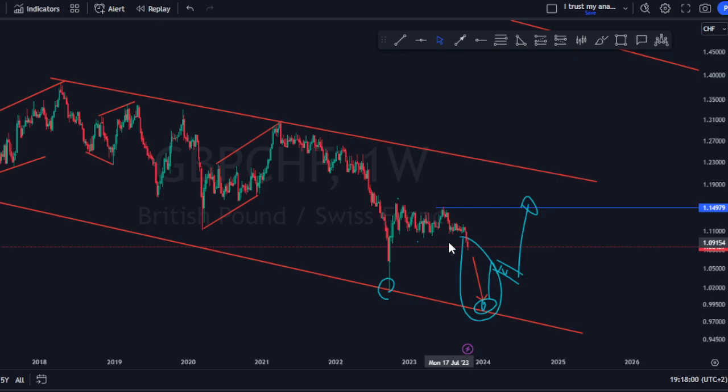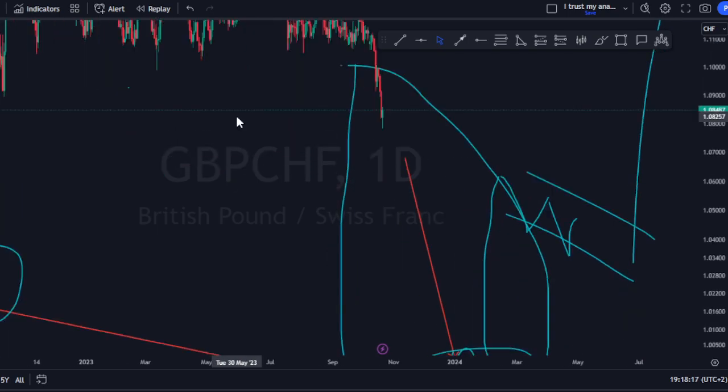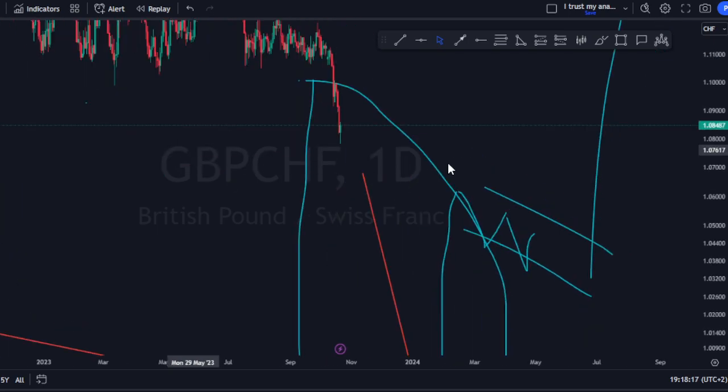On the daily. See why I say pattern separation and identification. It also helps with such things. When a pair is too complex, you can just break it down to its simplest form. Let's get a nice clear chart.